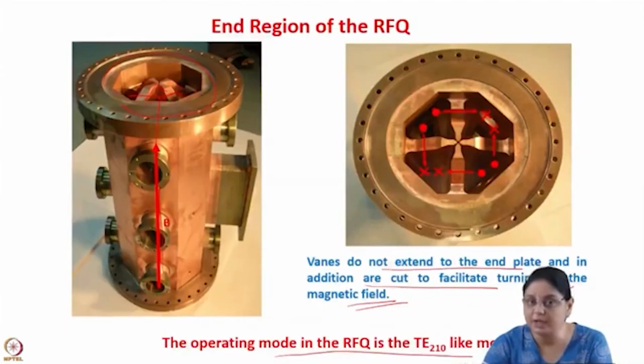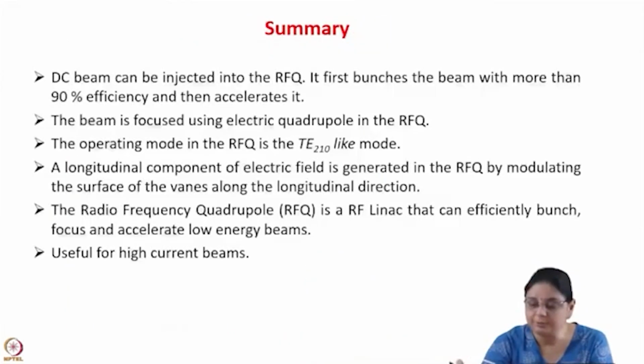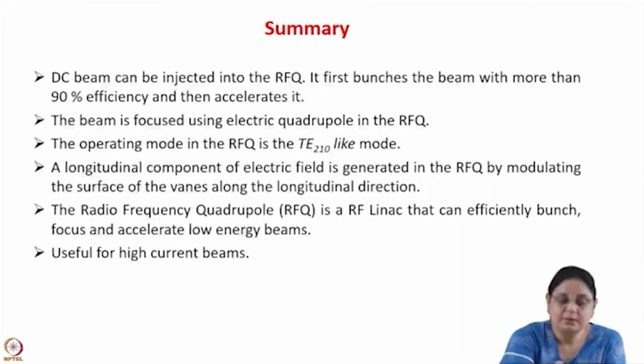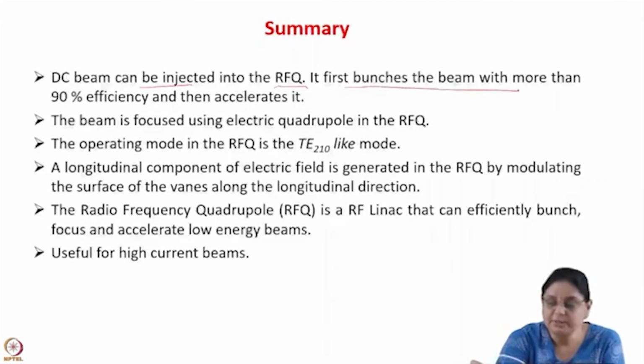So thus we utilize the fields of the electromagnetic wave in a cavity, which is excited in a TE210 like mode with vanes added to accelerate the charged particles in a RFQ. So we can summarize now. The DC beam can be injected into an RFQ. The RFQ first bunches the beam with more than 90% efficiency and then accelerates it. The beam is focused using the electric quadrupole in the RFQ. The operating mode in the RFQ is a TE210 like mode.